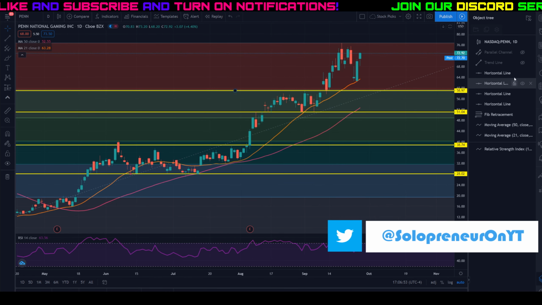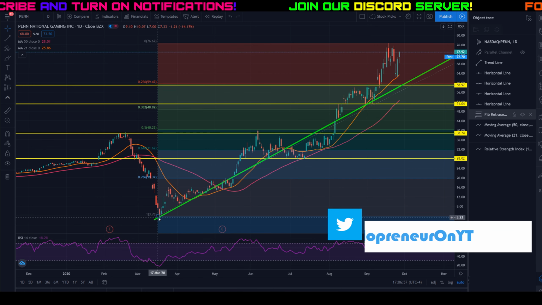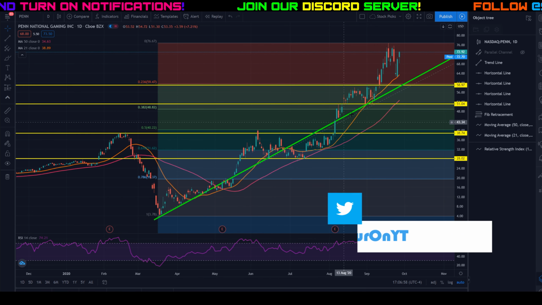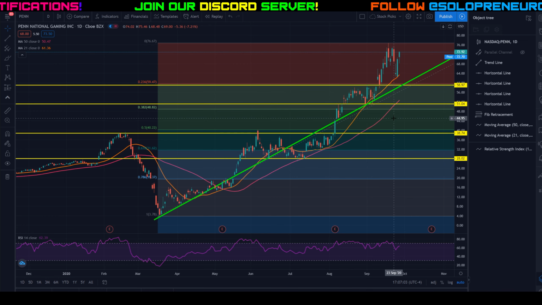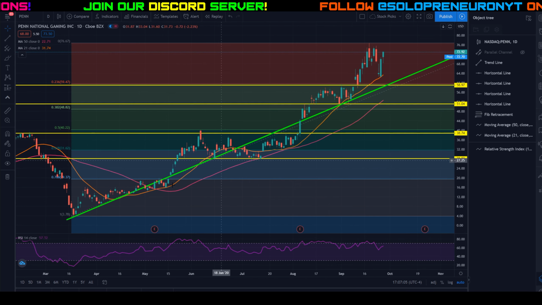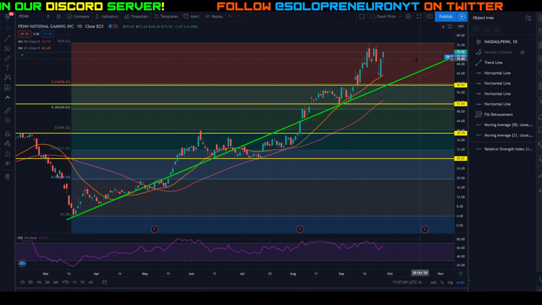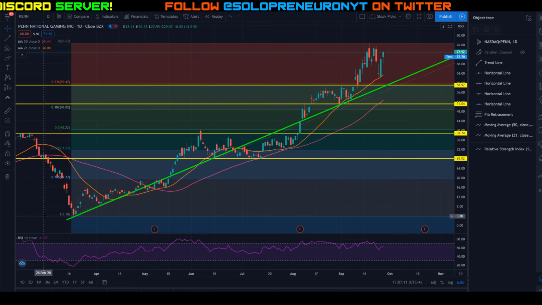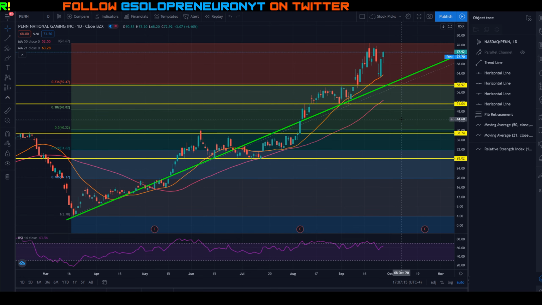That's also because I drew this long-term trend line here. If I zoom out again, from its recent lows in mid-March through some of these candles up until about early September, as we can see, this is what you want to see in a stock graph, that it's always up and to the right. So that's why I say mid and long term, I am bullish on Penn National Gaming.